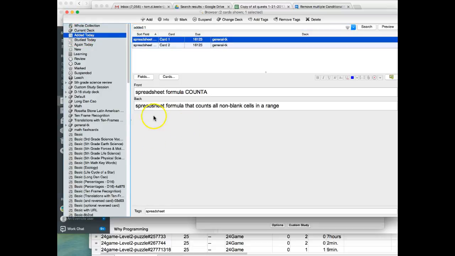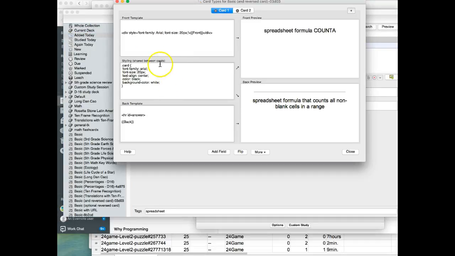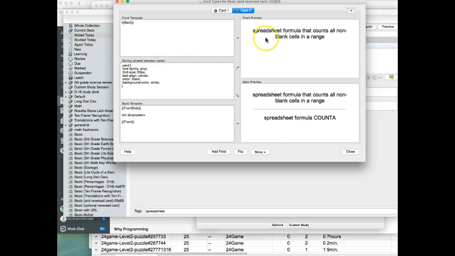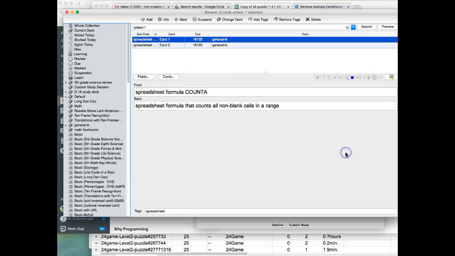Okay? So what we added today, you'll see that there's these two different things that were added, even though we just added one note. So when we look at the cards, we see that we have card 1, which is spreadsheet formula COUNTA, and then card 2 reverses that, so it has the answer, and they say, oh, yeah, that's COUNTA. So we have those two. Okay. So one note gave us two cards. Later on, we'll learn how to make 12, 13 cards from a single note. But for now, that's what you want to do.